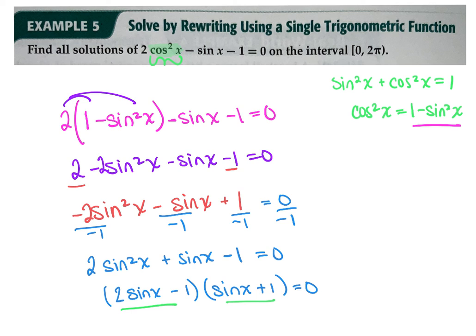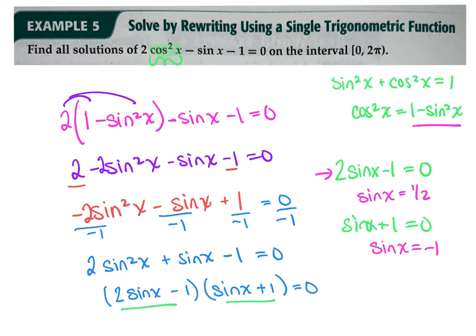All right, so 2 sine of x minus 1 equals 0, and sine of x plus 1 equals 0. Set each factor equal to 0. So this one, add 1, divide by 2. Sine of x equals 1/2. Here, subtract 1. Sine of x equals negative 1. Everywhere on the unit circle where those two things happen for y. All right? So there's 2 places that your y value is 1/2.